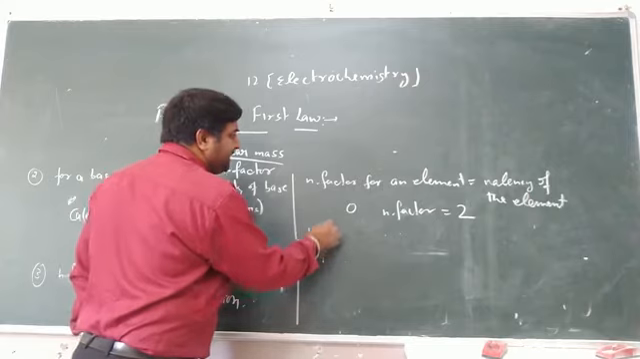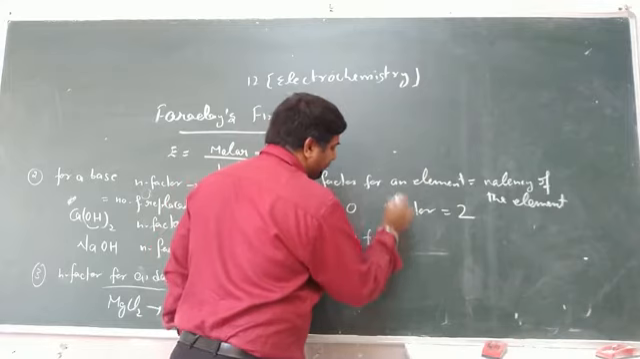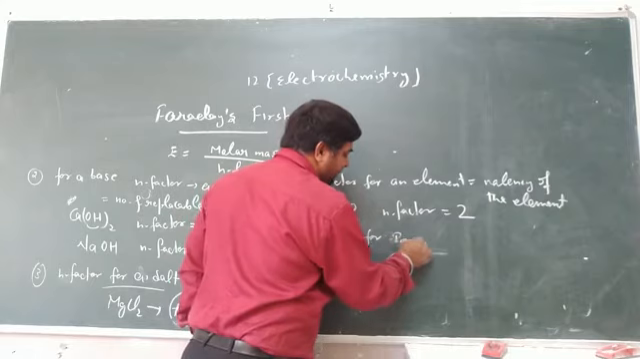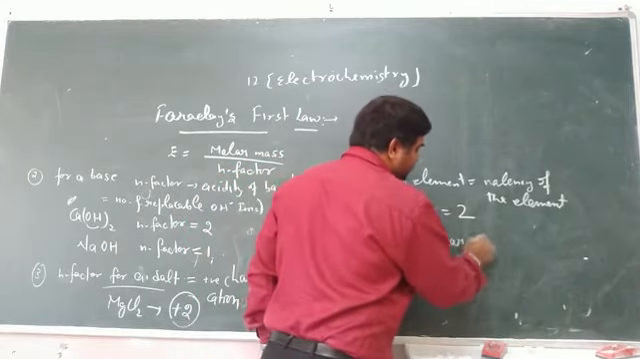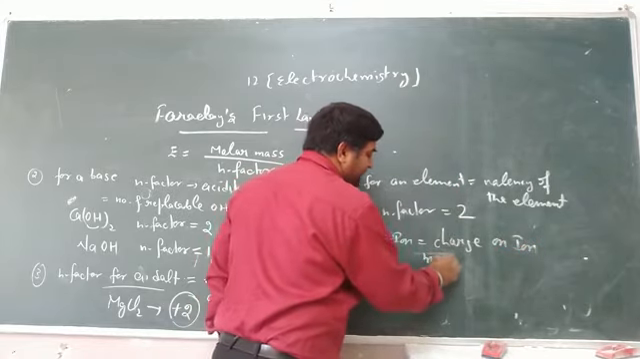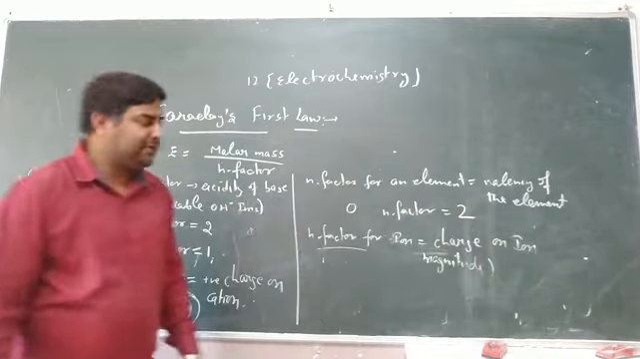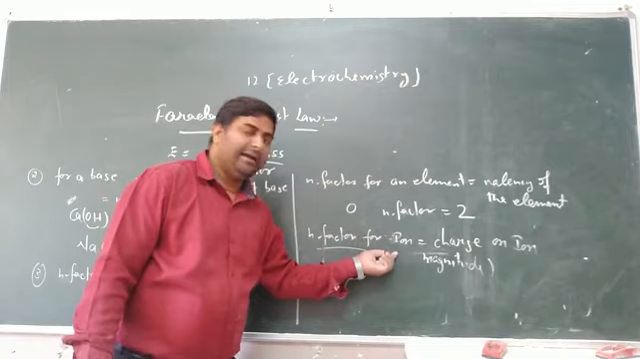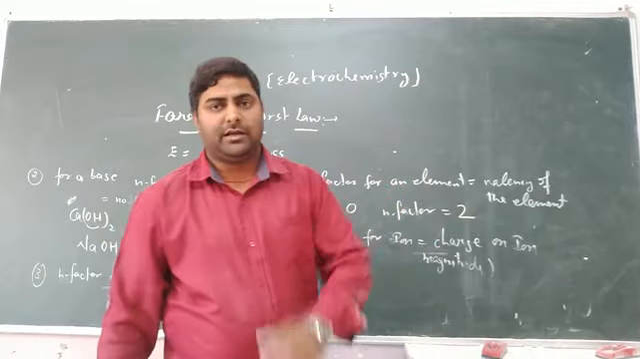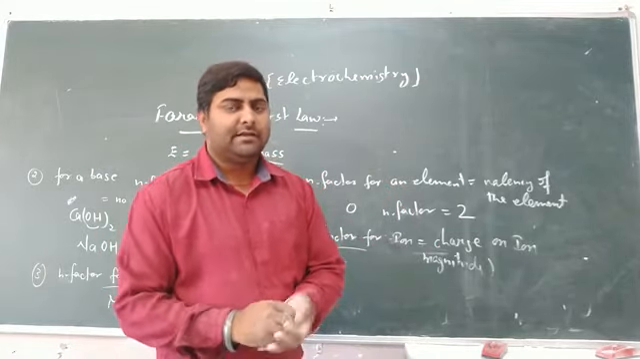Similarly, n factor for an ion is equal to the magnitude of the charge on the ion. Keep in mind, magnitude means n factor must be taken positive. So when we take an ion, its n factor will be the charge on the ion. If it's negative, we have to change it into plus. We have to take the plus sign.